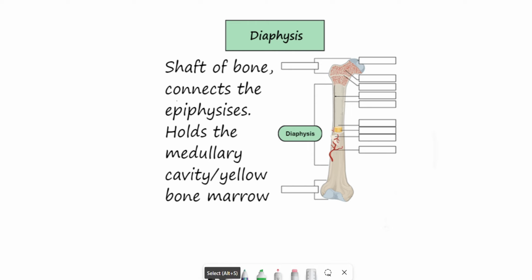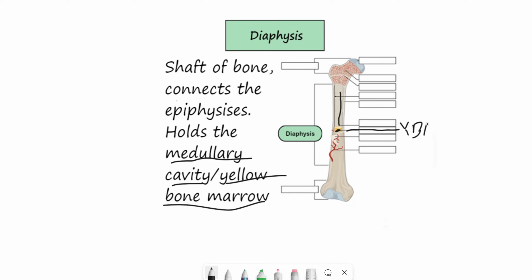Alright, here we have the diaphysis. Your diaphysis is essentially the shaft of the bone, the long, more narrow part. And it connects the proximal epiphysis and metaphysis to the distal metaphysis and epiphysis. The diaphysis holds the medullary cavity and the yellow bone marrow. So your medullary cavity is this opening right here. And as you see here, this is your yellow bone marrow right here.